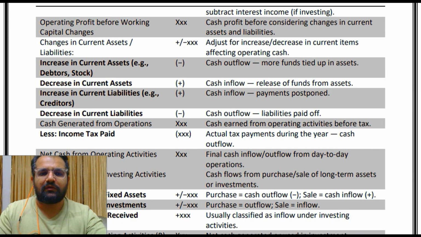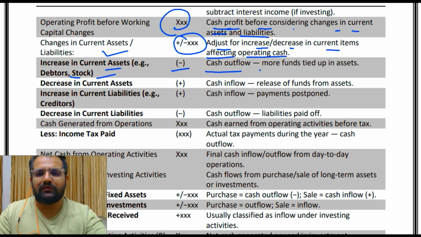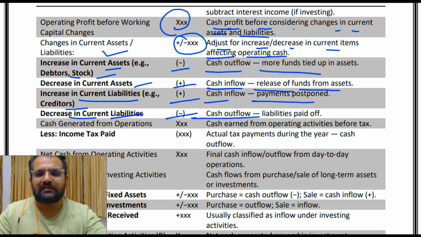Then operating profit before working capital changes, some amount: cash profit before considering changes in current assets and liabilities. Then changes in current assets and liabilities, plus minus some amount: adjust for increase or decrease in current items affecting operating cash. Increase in current assets, example debtors या stock, minus, cash outflow, more funds tied up in assets. Decrease in current assets, plus, cash inflow, release of funds from assets. Increase in current liabilities, creditors added, cash inflow, payment postponed. Decrease in current liabilities, minus, cash outflow, liabilities paid off.